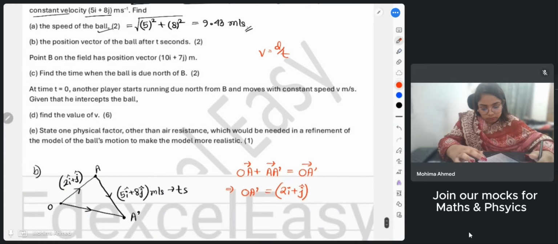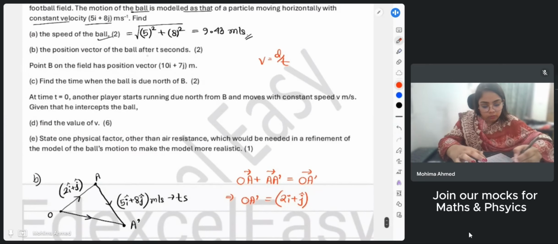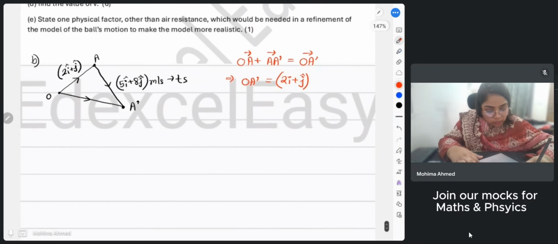They wanted us to find the position vector after t seconds, right? So this A to A prime is the product of the velocity vector and time. So it is going to be 5i plus 8j multiplied by t. You can keep your answer in this format or you can also simplify it.